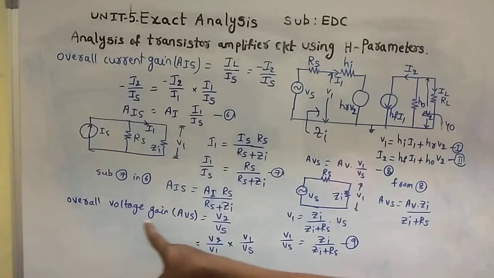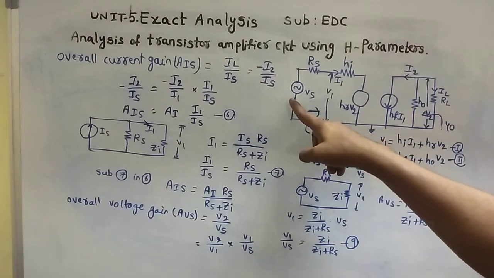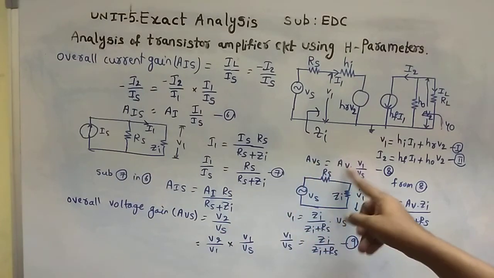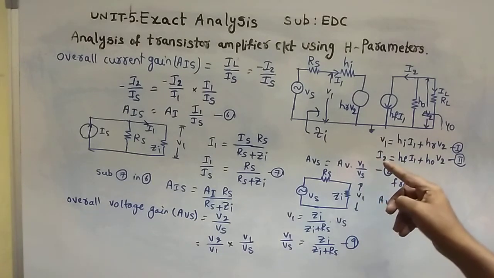Similarly, you can find overall voltage gain AVS. Same as the current gain, we go for voltage gain AVS. Voltage gain is equal to V2 by Vs, output voltage by input voltage. I am going to write this V2 by Vs as V2 by V1 into V1 by Vs. If you cancel this V1 and V1, then you will get V2 by Vs. We know that V2 by V1 is voltage gain AV, into V1 by Vs. So we have to find V1 by Vs here, that is the unknown.